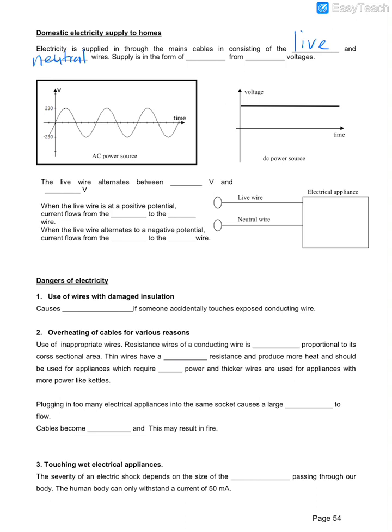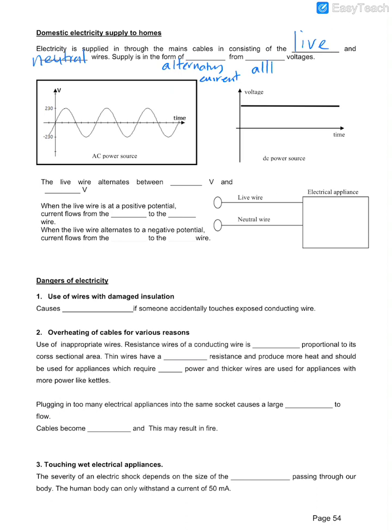Okay, but earth is for safety. You can actually do without the earth, but for current flow, you must have a live wire and a neutral wire. So supply comes in the form of what? Alternating current, which comes from alternating voltages.